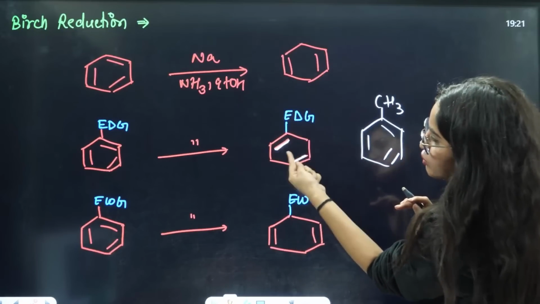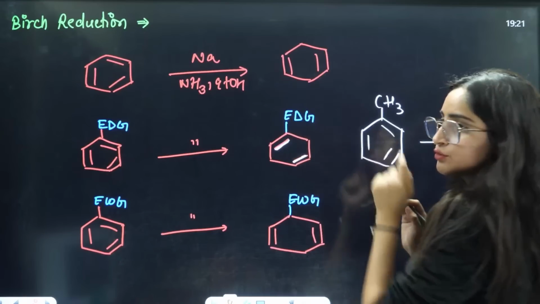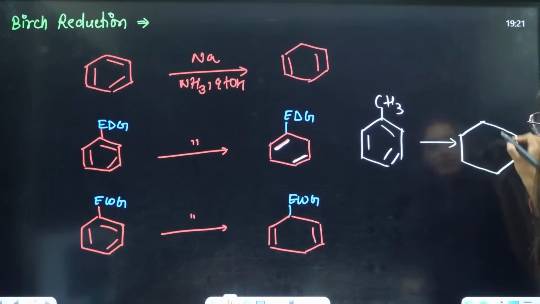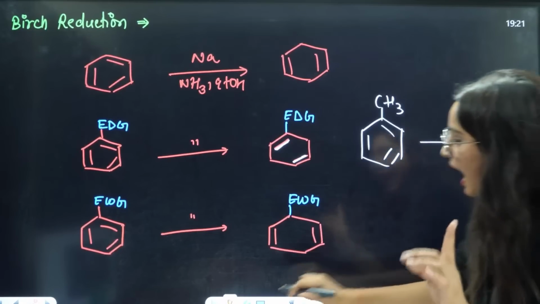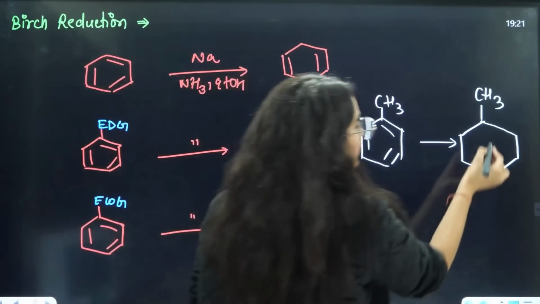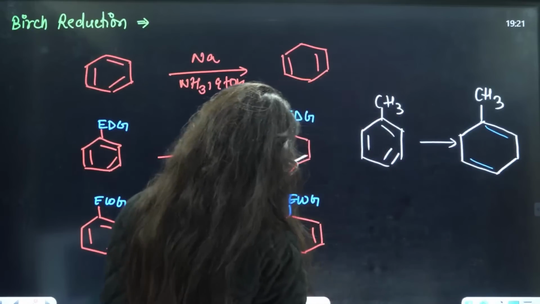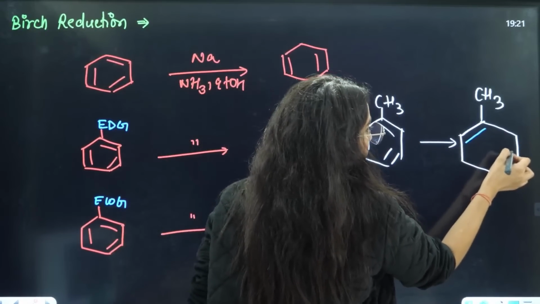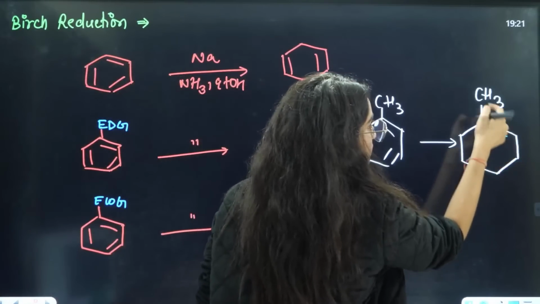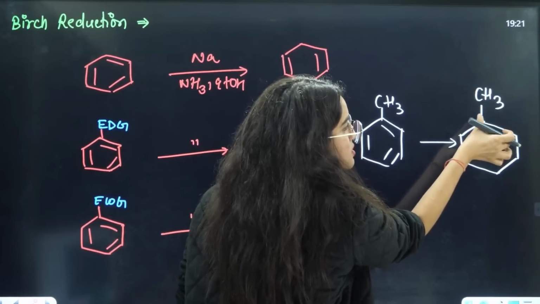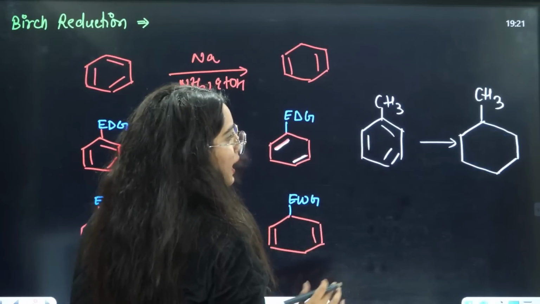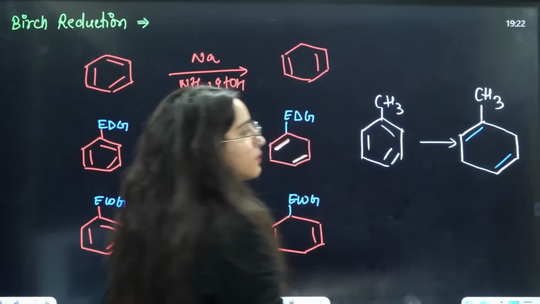Close means the double bond will be next to the electron donating group. That means if I make the answer here, this is CH3. I need to make double bonds on the opposite positions. So here it will be close. Either I can make this thing or I can make this thing. Both are the correct answer. Either I can make this, because after CH3 this is the only double bond that benzene can have. So opposite to this is this one. Or I can make this double bond and this double bond.